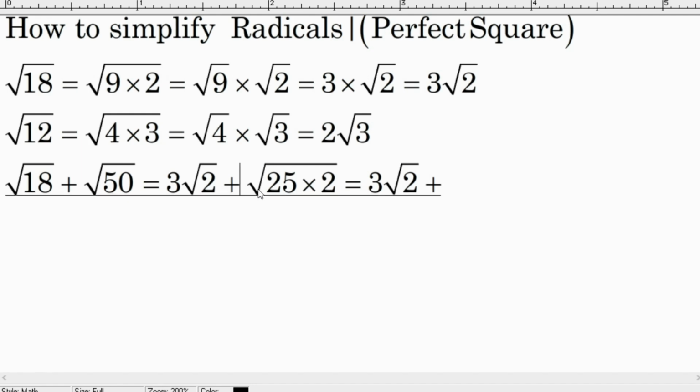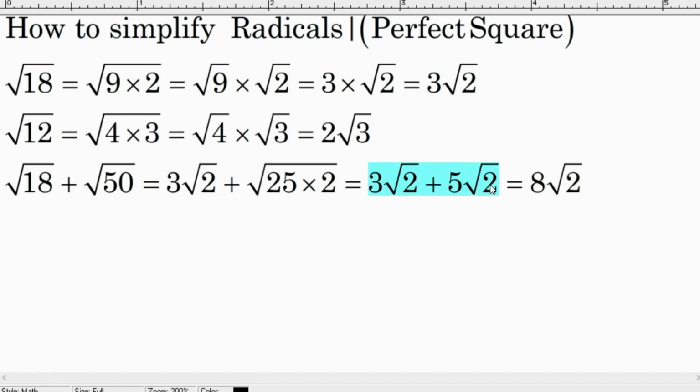Alright, and then here we have square root of 25 times 2. So square root of 25 is equal to 5, and then that will be 5 square root of 2, because 2 is not a perfect square, so it can't be simplified with the square root. Okay, so now as we can see, we have square root of 2 and square root of 2 here. So then we can add together 3 and 5. That will be equal to 8 square root of 2.